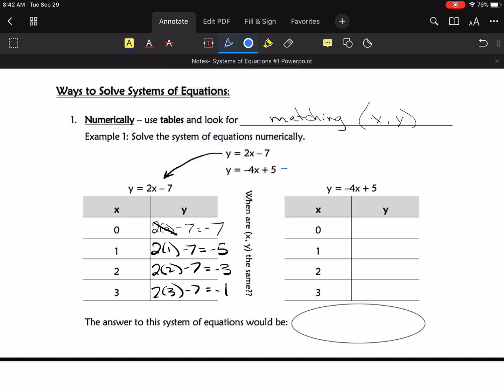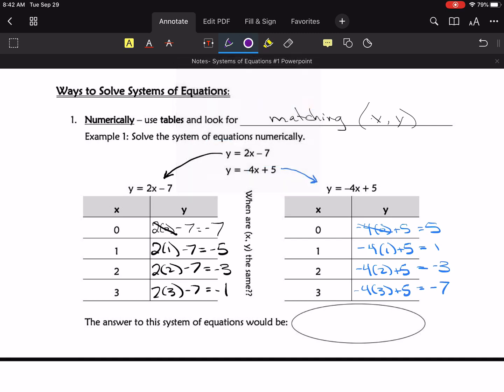Now, let's do the same thing, but for the bottom equation. So let's plug in 0 first. That goes away, and I'm left with 5. Plug in 1. So that would be negative 4 plus 5, which would be 1. Negative 8 plus 5 would be negative 3. Negative 12 plus 5 would give me negative 7.